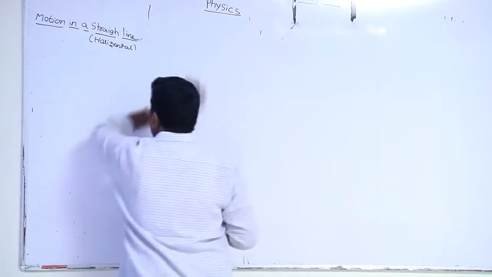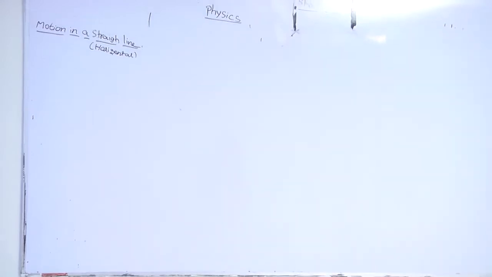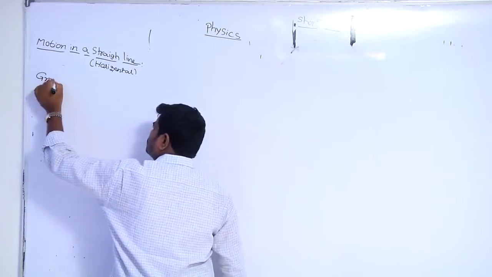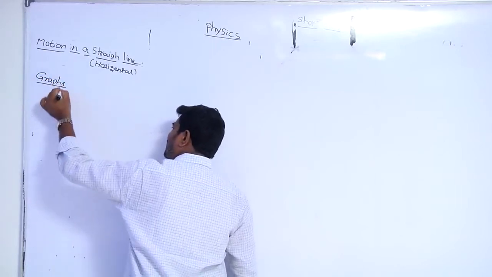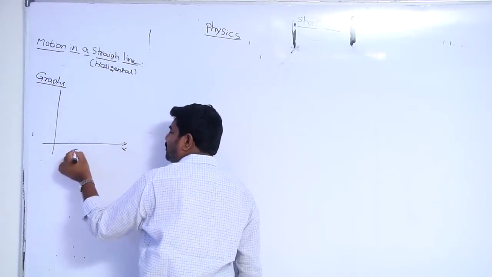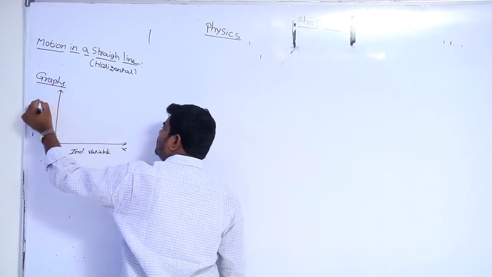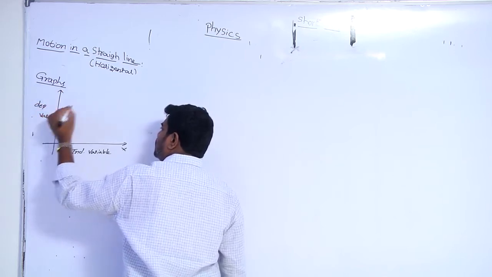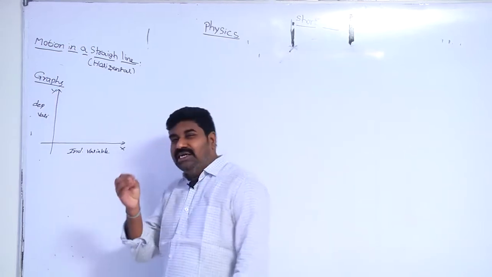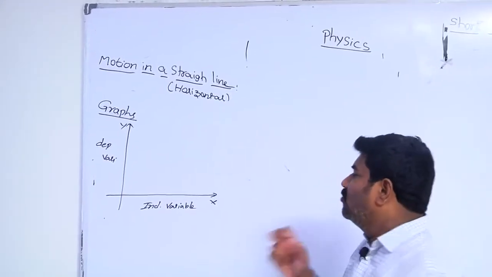Now we go for the graphs. In any graph, generally the independent variable is taken along the x-axis, and the dependent variable is taken along the y-axis.